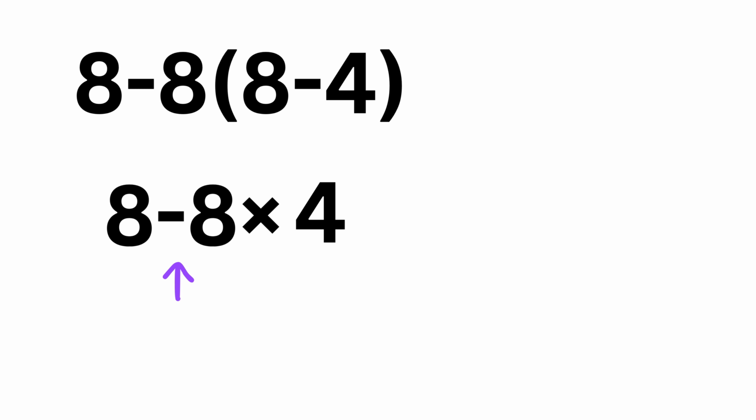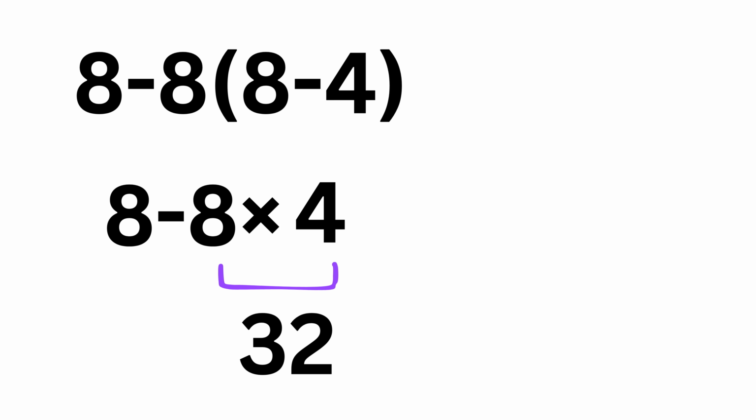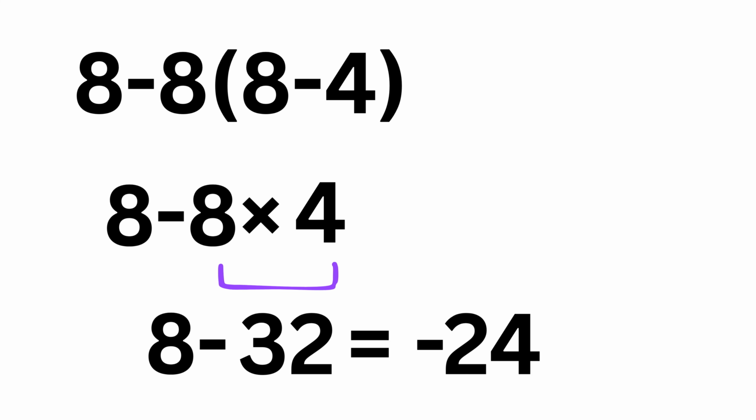Now, we have one subtraction and one multiplication. Here, multiplication comes before subtraction. So in this step, we have to do the multiplication. 8 times 4 gives us 32. So we have 8 minus 32, which equals minus 24. And this is our final answer.